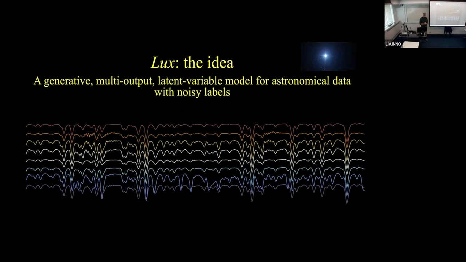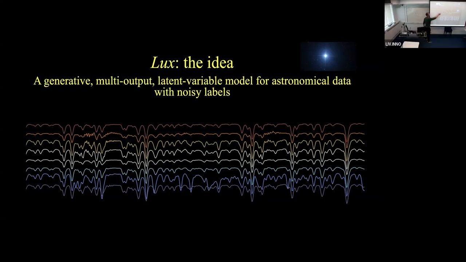Now, with all this amount of data, I want to introduce the model that we put together, which is called LUX. It's a generative multi-output latent variable model for astronomical data with noisy labels. So that's the fancy title. But essentially, it's a simple foundation model for astronomy.